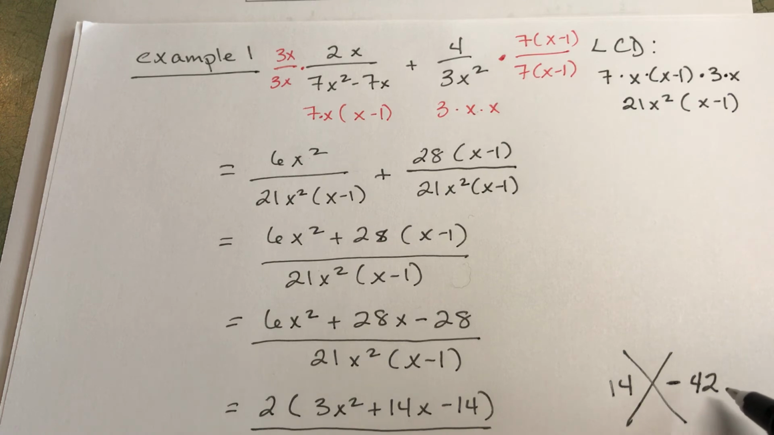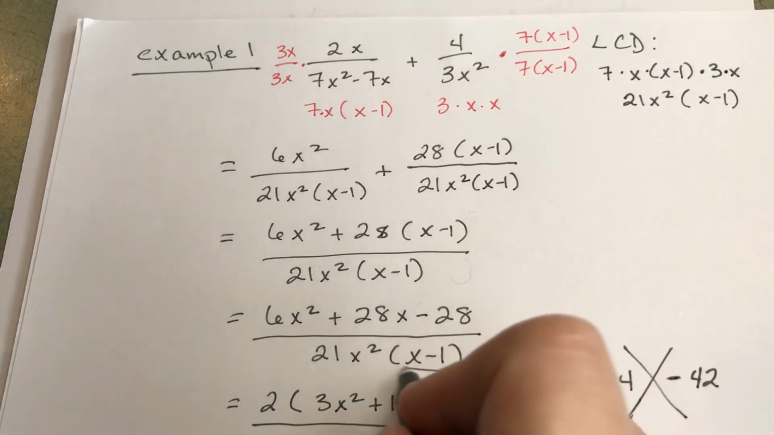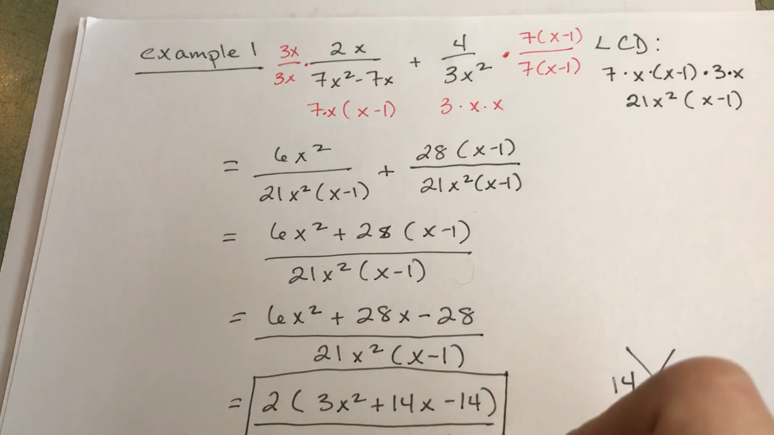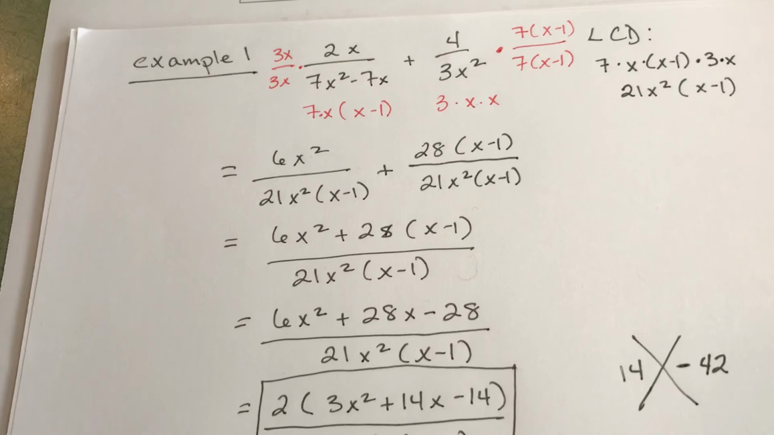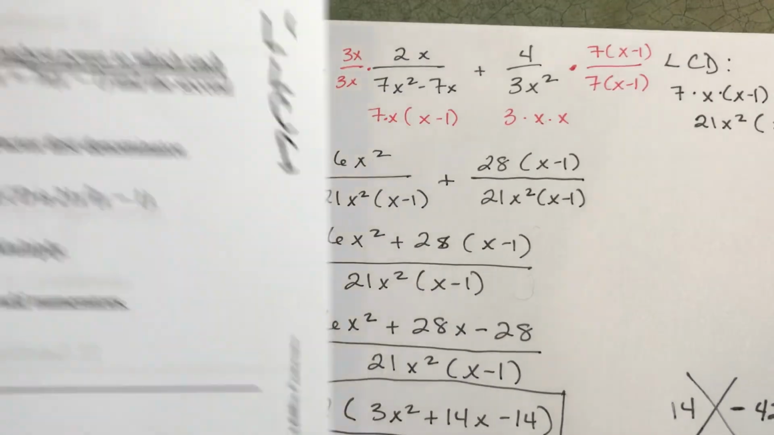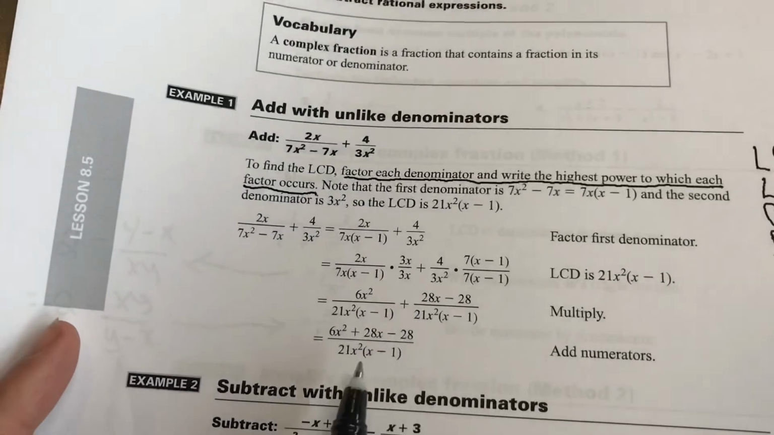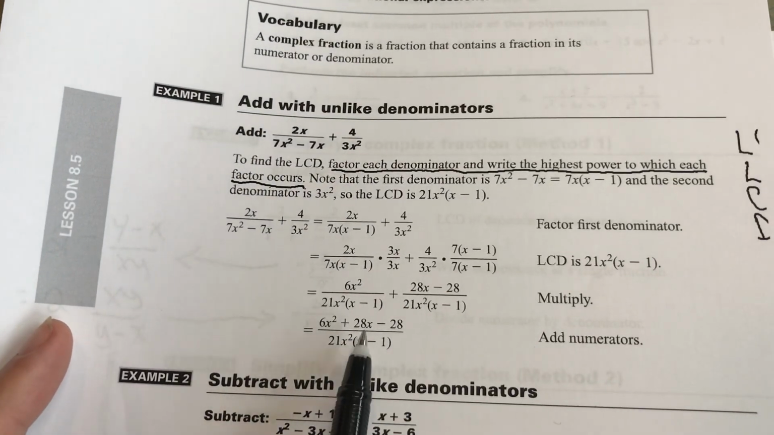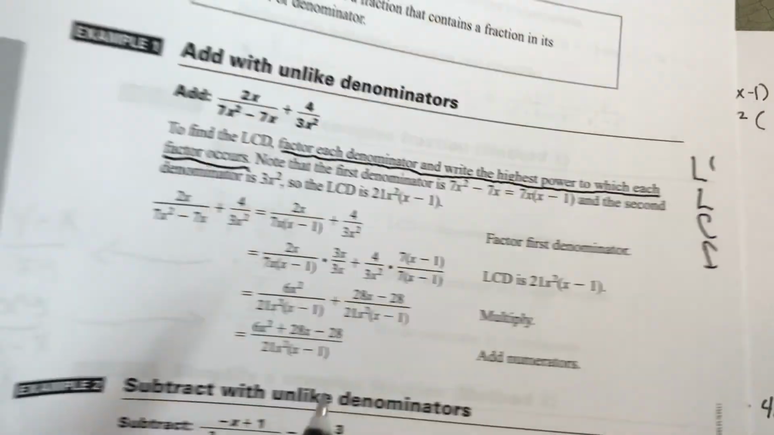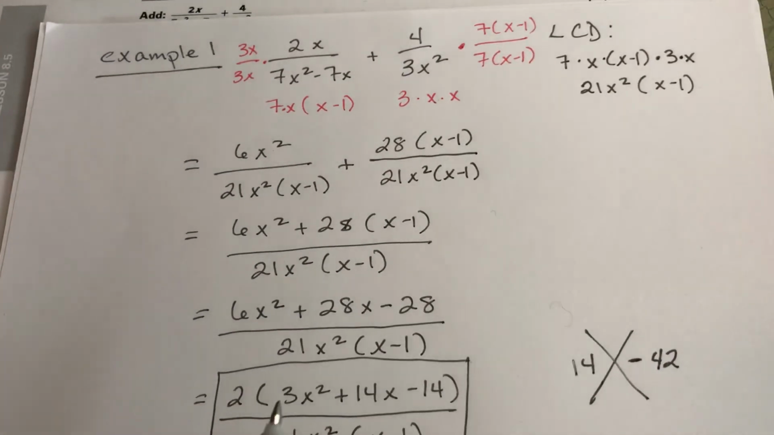Let's see, 21 and 2, no. 3, no. Can't be factored. Okay, so I'm going to leave it like this. Now on the worksheet, they didn't factor it at all. You'll notice it's fine. I can leave this factored.